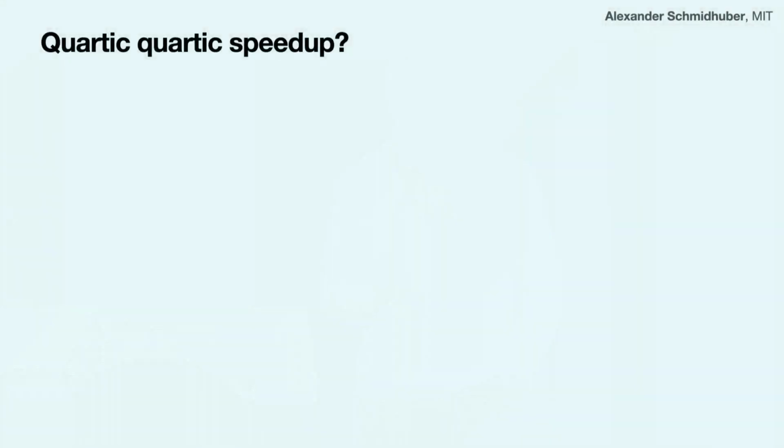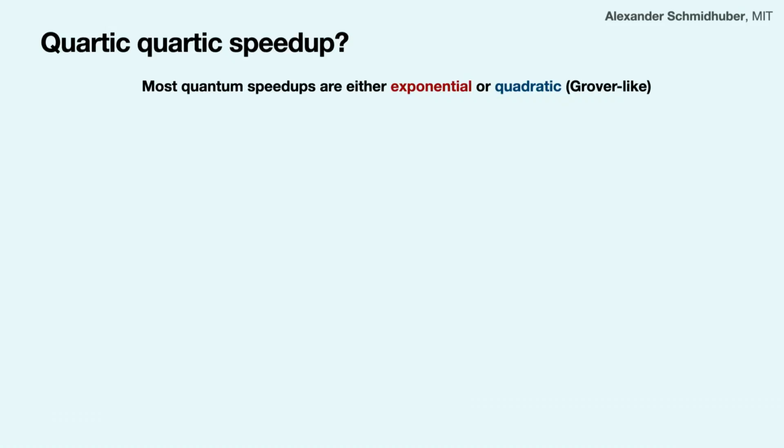I want to start my talk by motivating why quartic speedups are interesting in the first place. It's actually an unusual kind of speedup. Most quantum speedups are either exponential in nature, like Shor's algorithm, or quadratic, Grover-like speedups. Exponential speedups are very nice. They're, of course, the holy grail of what we're trying to find when developing a new quantum speedup. However, the last 2 decades have shown that, unfortunately, they're extremely hard to find. Really, since Shor's algorithm, arguably, we haven't found many new end-to-end interesting applications that offer exponential quantum speedups.